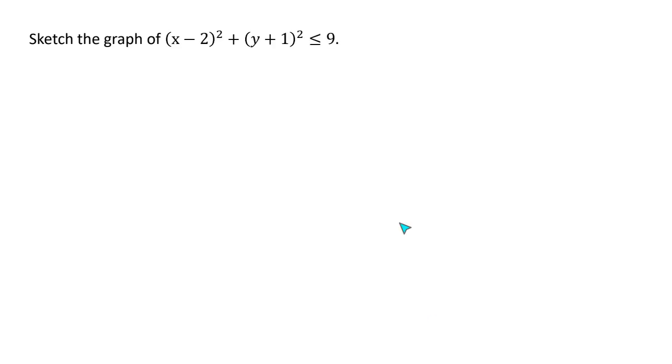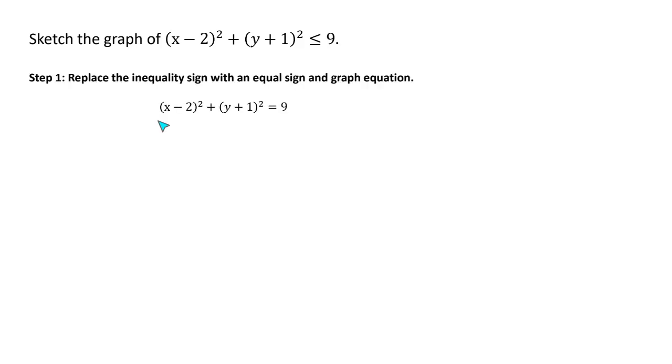Let's try another example. Sketch the graph of (x minus 2) squared plus (y plus 1) squared less than or equal to 9. Since we want to sketch this, if we look at the equation, you might recognize that this is a circle. And so the first thing you want to do is replace your inequality sign with an equal sign.